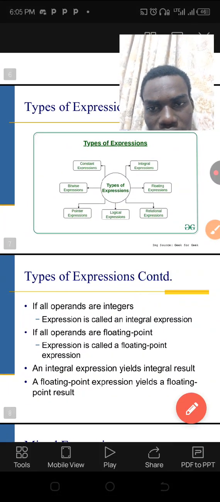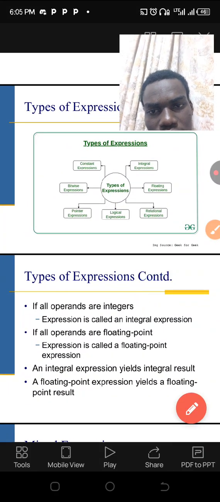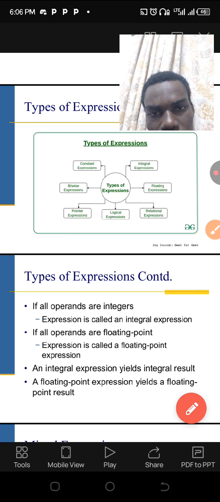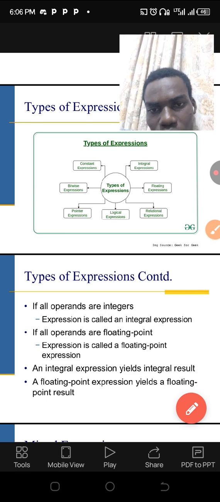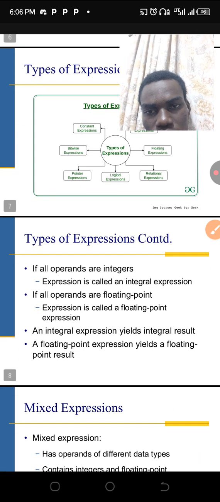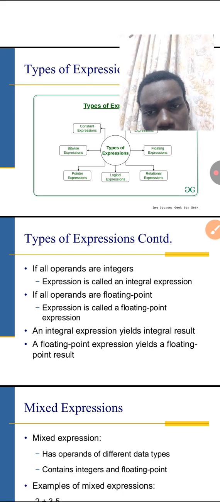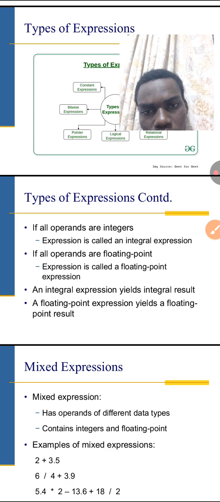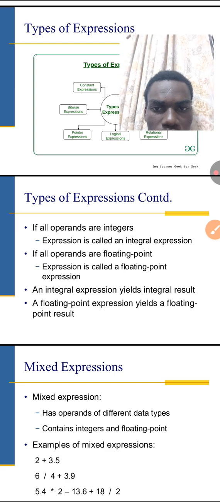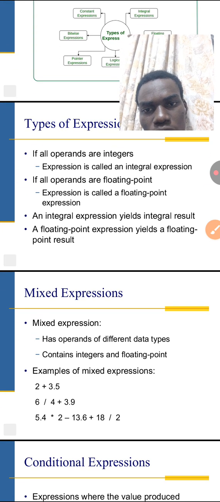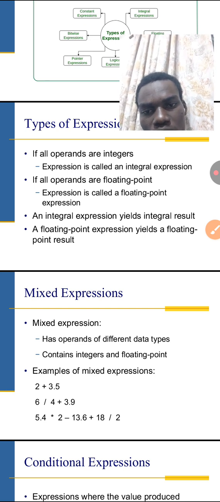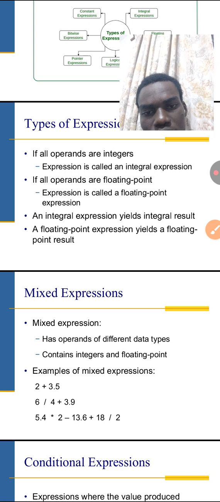As you can see, if all operands are integer, the expression is called an integral expression, and if all operands are floating point, the expression is called a floating point expression. An integral expression yields an integral result, and a floating point expression yields a floating point result. So a mixed expression has operands of different data types. It contains integers and floating point.